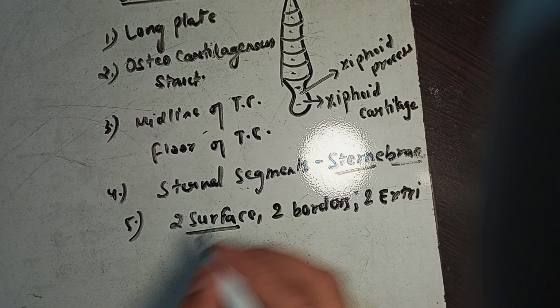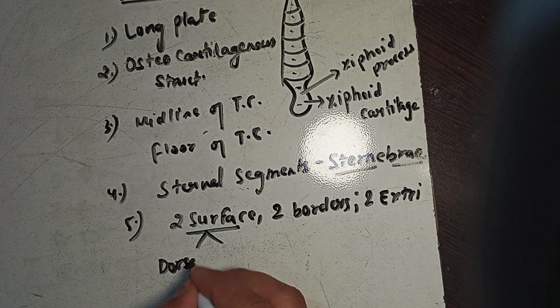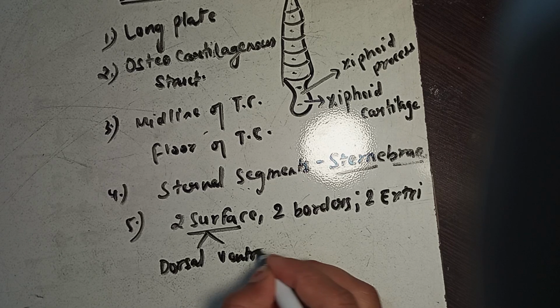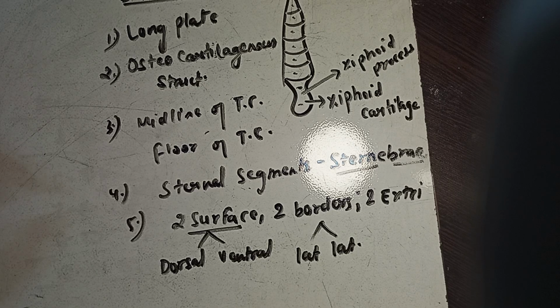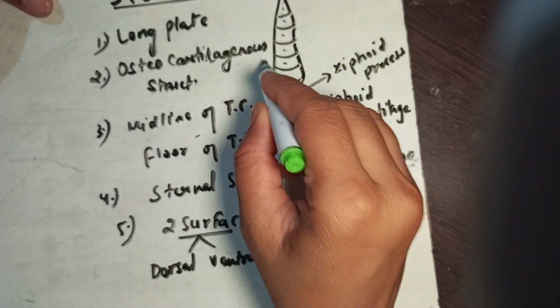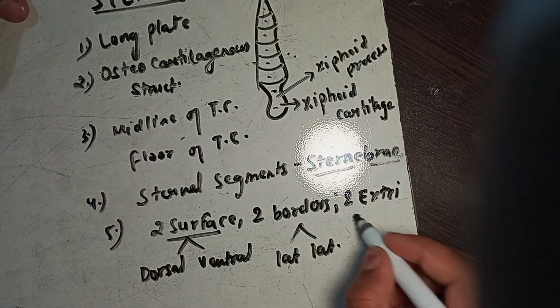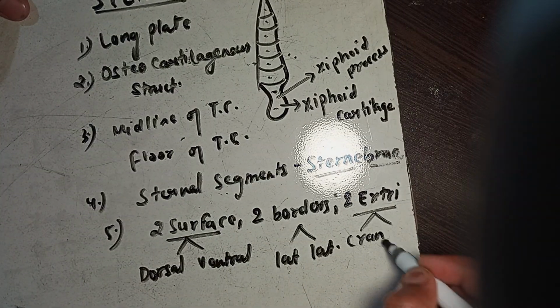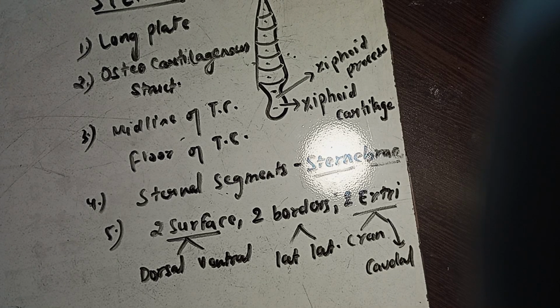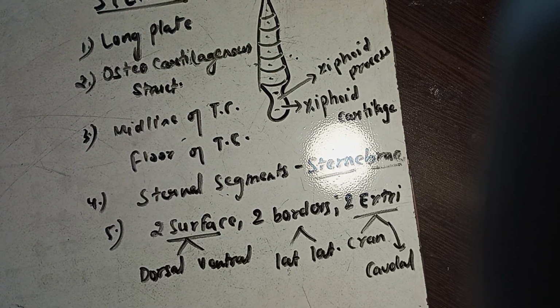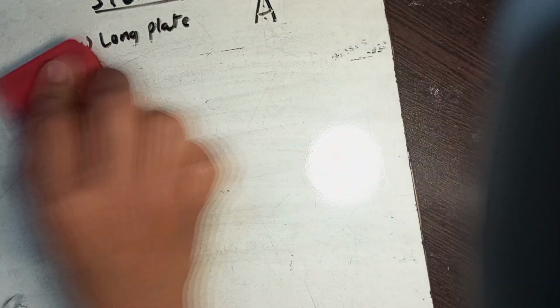Now the two surfaces would be your dorsal surface and your ventral surface. Two borders: both of these borders will be lateral borders. Why? Because this bone is present at the midline. And the two extremities will be the cranial extremity and caudal extremity. Clear? Now we are going into the detail of these surfaces, borders and extremities. Let's start. This was the general overview of the sternum.